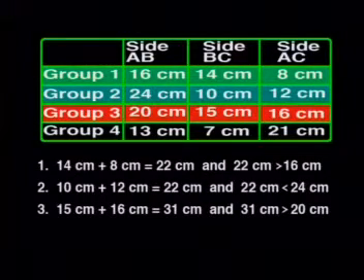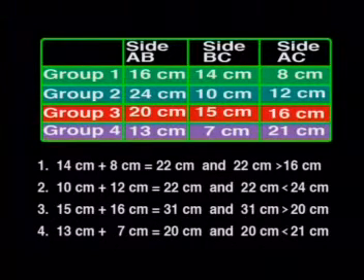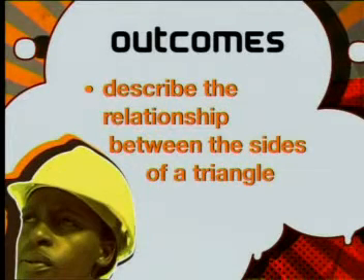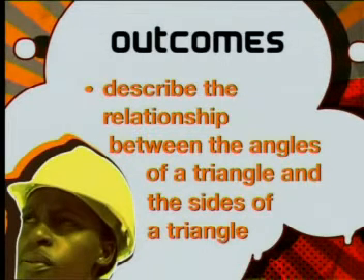You should see the same pattern in the inequalities for group 3 and group 4. The sum of the shorter sides cannot be equal to or less than the length of the longer side. Now, can you believe it? Through this fun experiment, we have already achieved our first outcome. We have formulated a relationship between the sides of a triangle. Let's investigate whether a relationship exists between the angles of a triangle and the sides of a triangle.